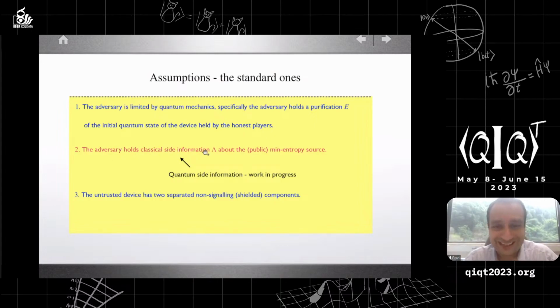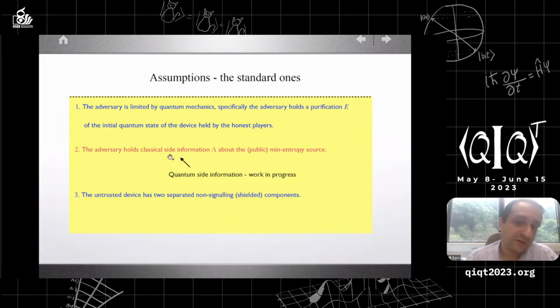The adversary also holds classical side information about the min entropy source. The min entropy source is public, which means that after the bits are used, the adversary comes to know about these bits. But the adversary has classical side information about this min entropy source, a classical random variable that she can use to guess the bits that are being produced. So that's the lambda that's in the definition of the min entropy source.